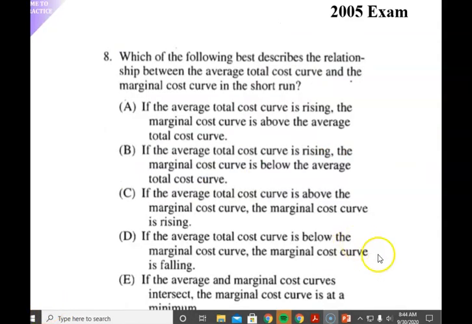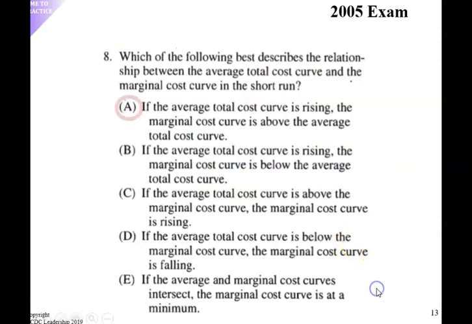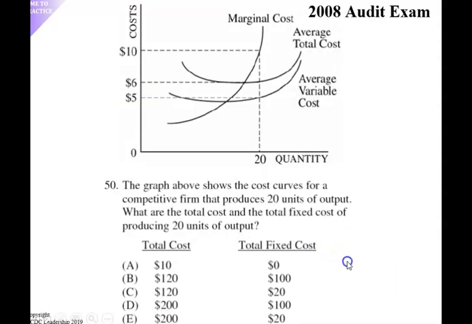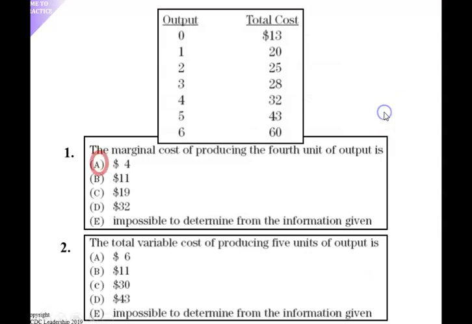And here's a practice question, and the answer is A. Another practice problem, and the answer is C. And more practice, and the answers.